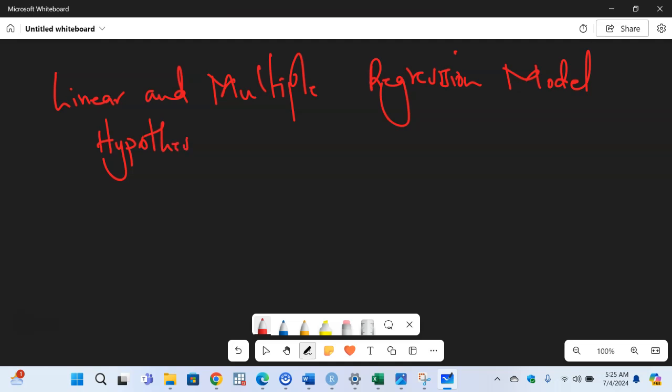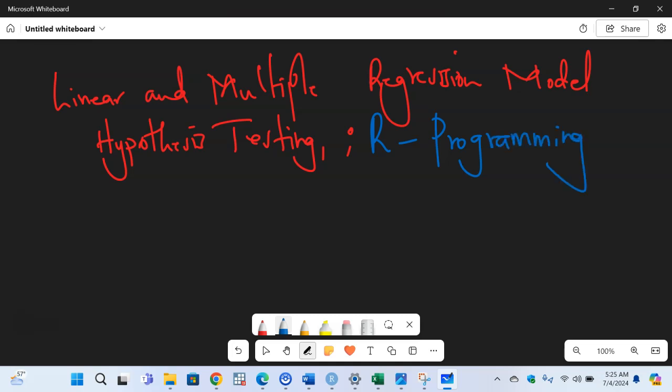Hypothesis testing, and we are planning to do this specifically using R programming.